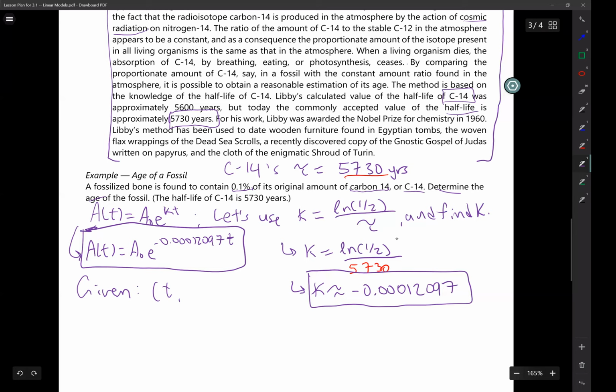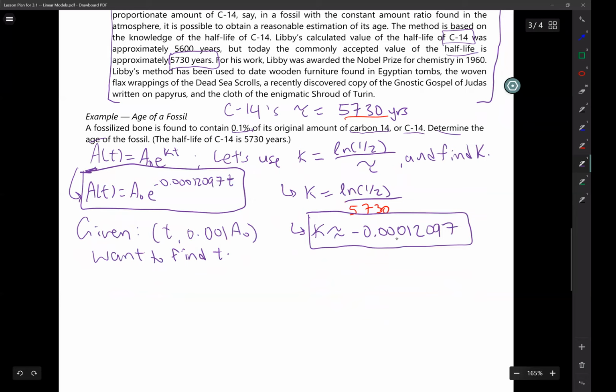Now, 0.1% is a percent, so we have to convert it to a decimal. So right now we know it's point, move the decimal twice, A naught, and we want to find t. So let's just plug that into the model here. So now we know that we have 0.001 A naught is equal to A naught e to the negative 0.00012097 t. We don't know t, but we'll find it. And so then you just divide by A naught. The A naughts don't matter.